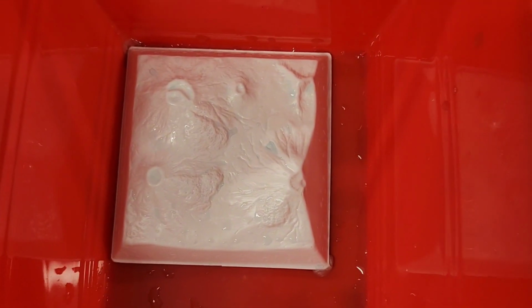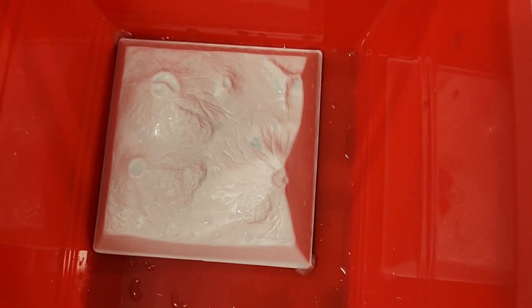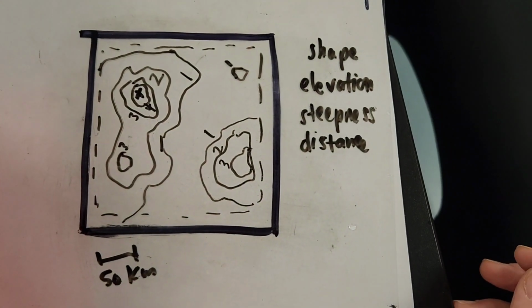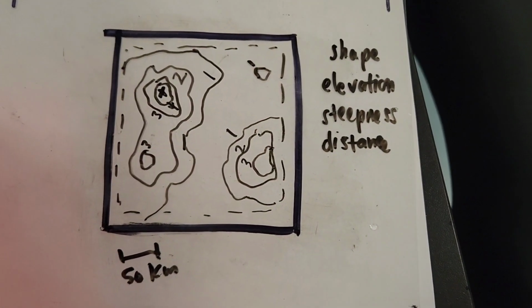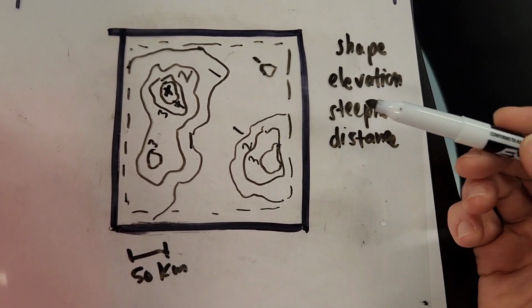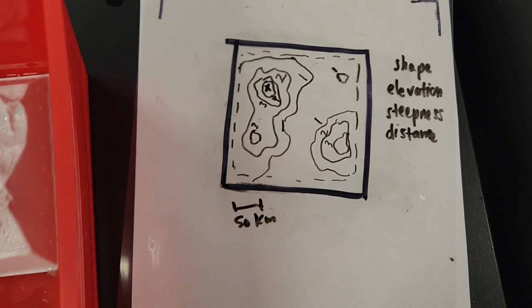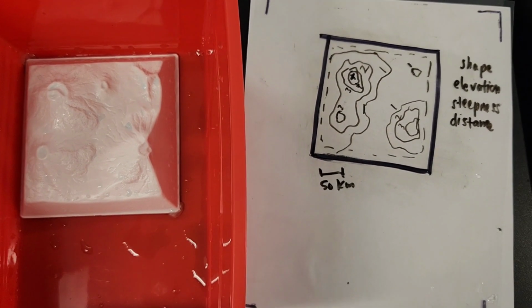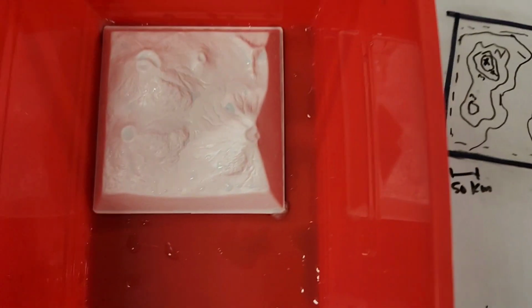So, using water, we can take information from a three-dimensional structure and translate that to a two-dimensional structure that can help us to understand the land around us and interpret several things like shape, elevation, steepness, and distance, so that we would be able to understand the landscape in a nice two-dimensional package instead of having to have a three-dimensional model with us.